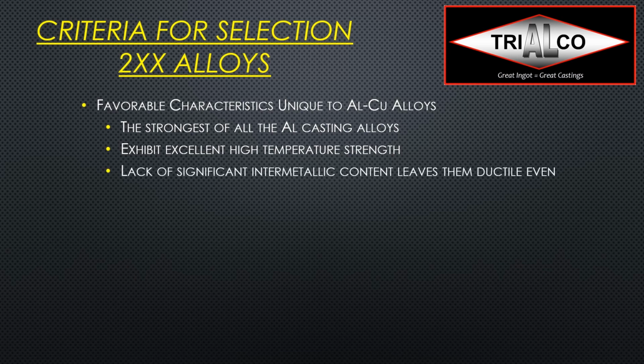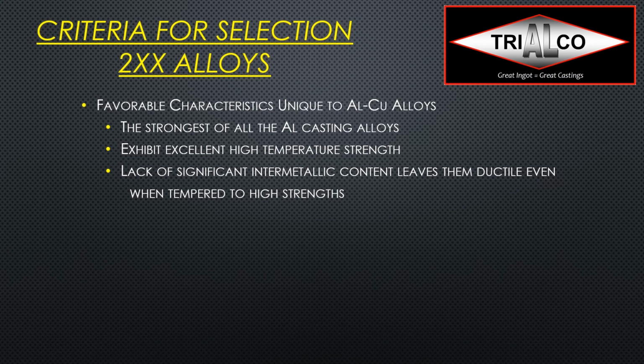Lack of significant intermetallic content leaves them pretty ductile even when they're tempered to high strength. And you might remember, do not treat them to T6. Usually it's a T4 if you want strength, or T7 if you want them long-term stable with high strength, and you can live with a little bit lower ductility.